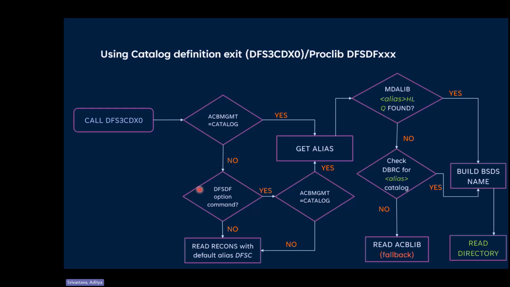Going back, let's say you have provided the catalog definition exit, but the ACB management is not catalog there, and you have not provided the DFSDF options command, then what happens? Then it directly goes to read RECON with the default alias name, that is DFSC. So basically, this is how we try to locate the directory name using our offline utilities.